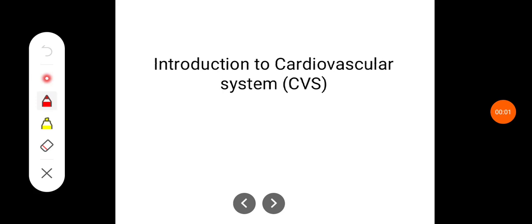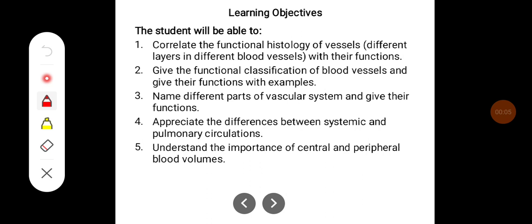Hello everyone, this class will be an introduction to the cardiovascular system. The learning objectives will be to correlate the functional histology of vessels, that is different layers in different blood vessels, with their function. Give the functional classification of blood vessels and give their functions with examples.